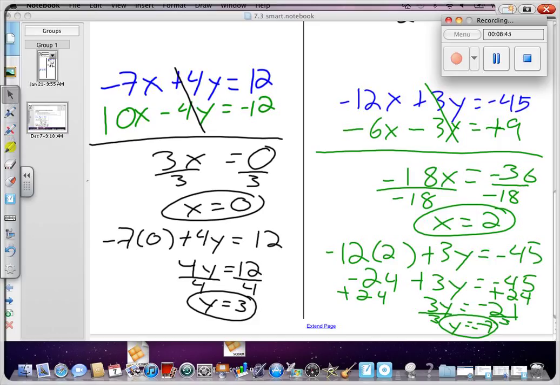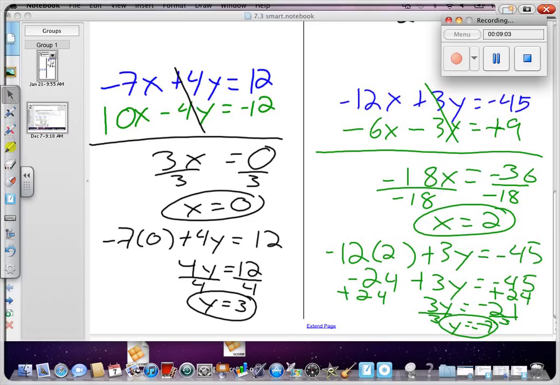All right, ladies and gentlemen, let's try at least one more on the back. Do you guys need another second with the front? Okay. So, let's just look at the back real quick.